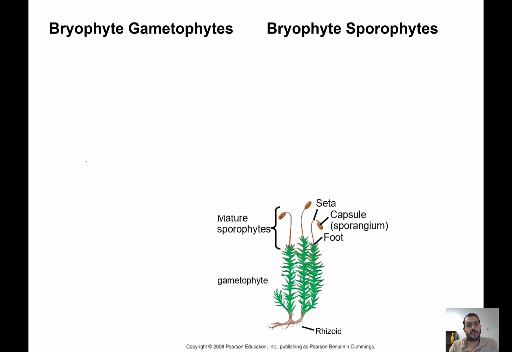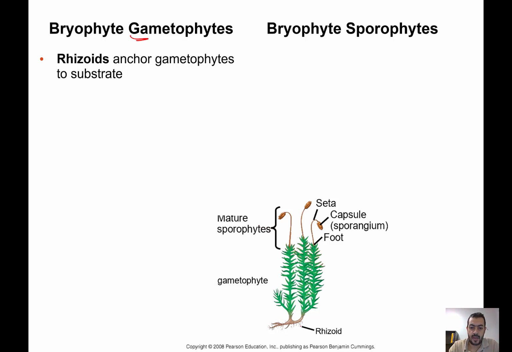Okay, so let's quickly highlight the main important points in the gametophyte and in the sporophyte within the bryophyte. If you remember, bryophytes are the non-vascular plants like the moss. So one thing to start with is the presence of rhizoids. Gametophytes have these rhizoids, and they function as structures that anchor the gametophyte to substrate.